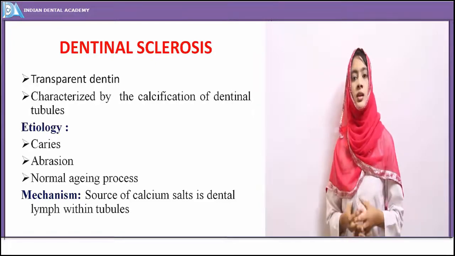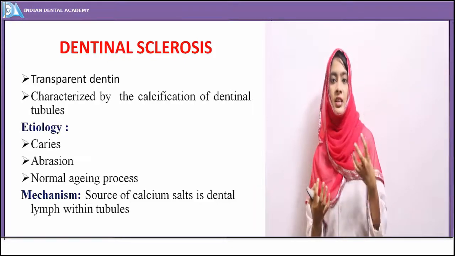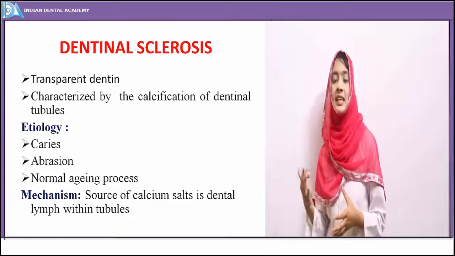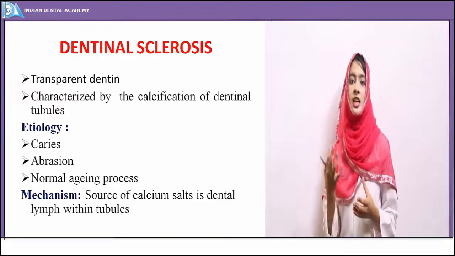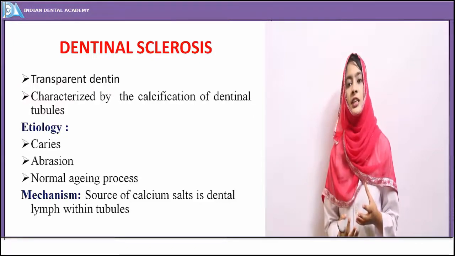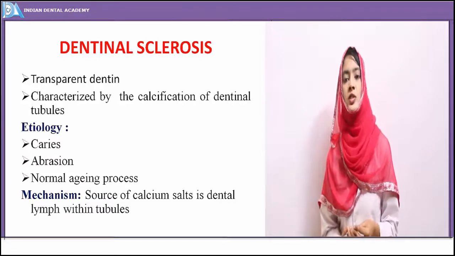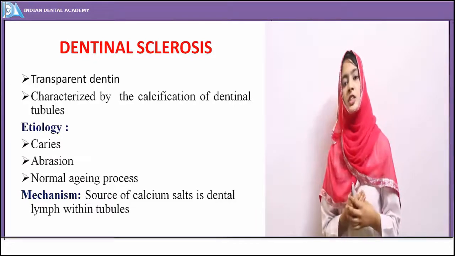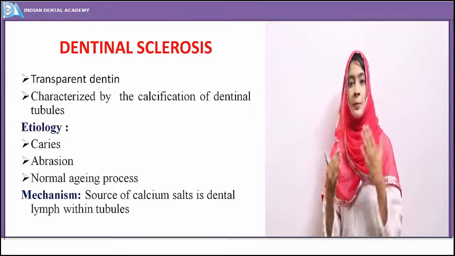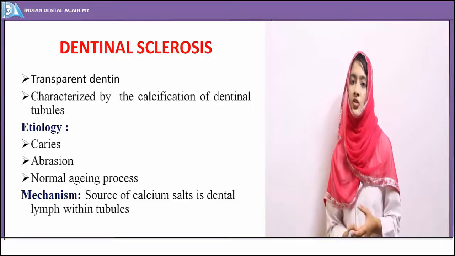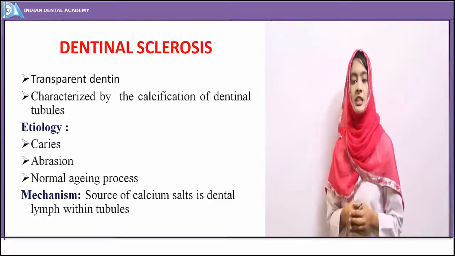Now we'll move to the mechanisms present in the dentin to prevent any disturbance to the tooth surface, like dentinal sclerosis. Dentinal sclerosis is actually a physiologic change occurring within the tubules of dentin. They show increased deposition of calcium within the tubules. Thereby, they block off the dentinal tubules, preventing further invasion of microorganisms. So that's like a preventive method for progression of caries. Dentinal sclerosis is also known as transparent dentin.